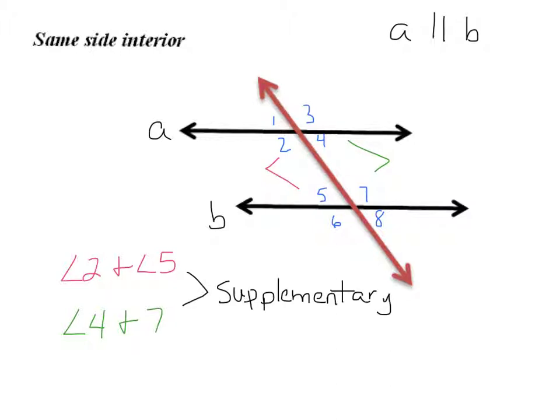What you need to know about these angle relationships is that they are supplementary. Do you remember what that means? That means they add to 180 degrees. So if angle 2 is 130 degrees, angle 5 would be 50 degrees. And if angle 4 was 80 degrees, then angle 7 would be 100 degrees.